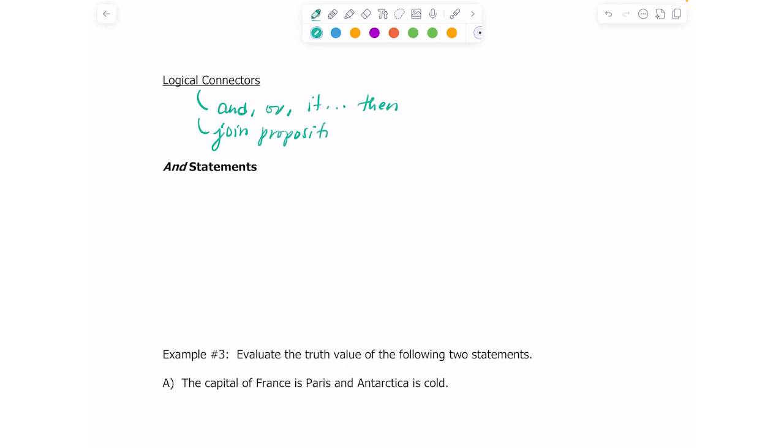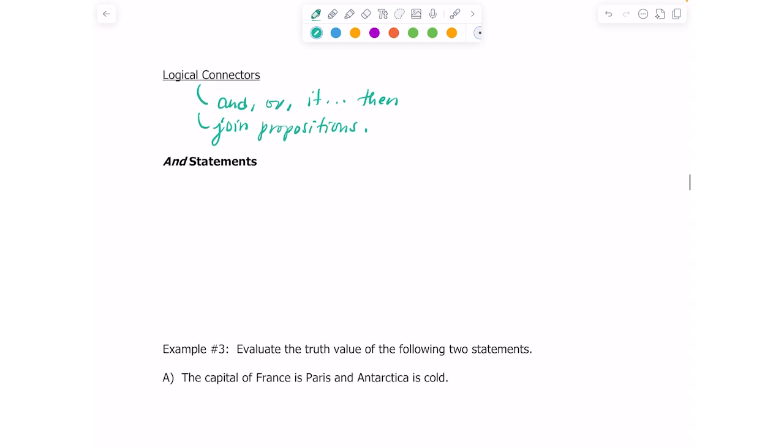Okay, so you can say something like, one proposition could be, I go to the beach, and then you have another proposition that says, I swim in the ocean. So you could say, I go to the beach and I swim in the ocean, right? The word and connects those two propositions, I go to the beach, I swim in the ocean, together. We call and statements conjunctions.